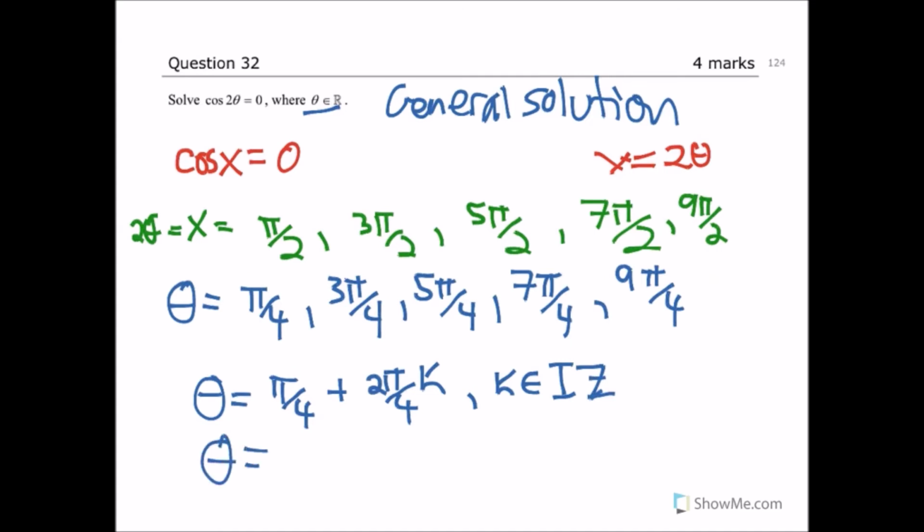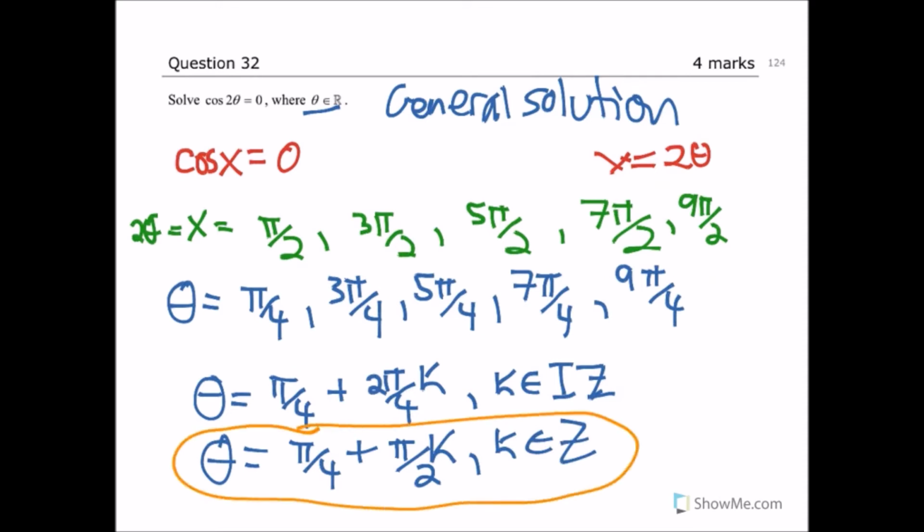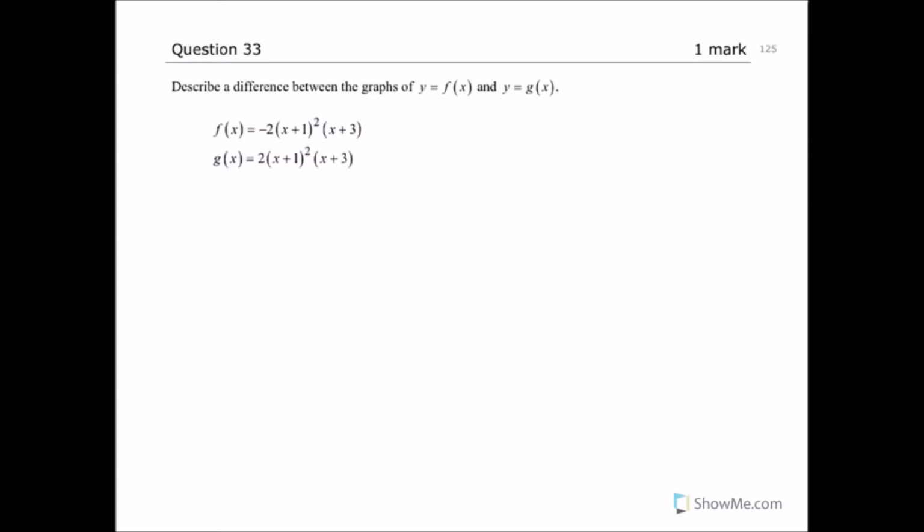And if you reduce the 2 pi by 4, it's pi by 4 plus pi by 2 k, where k is an element of the integers. So that's the way I would do this one: set up, replace 2 theta with x, solve for x, and then restate that that's actually equal to 2 theta, so you have to divide them all by 2.